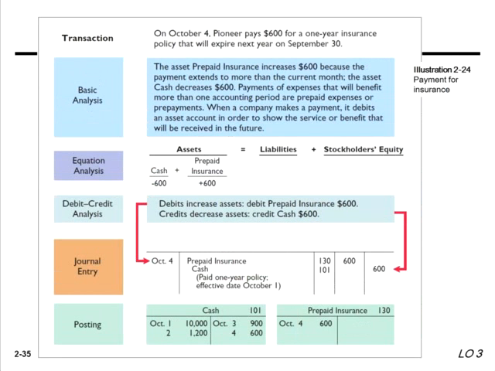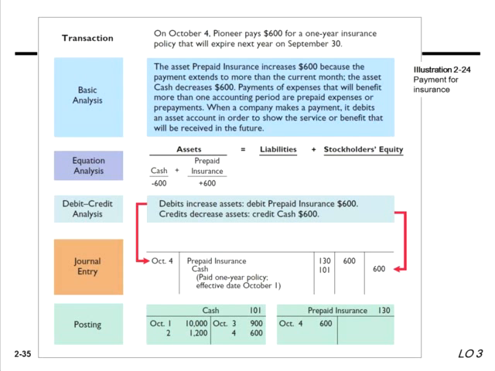On October 4th, Pioneer pays $600 for a one-year insurance policy that will expire next year on September 30th. This is what's happening here. Pioneer is purchasing the future benefit that they will get from the insurance coverage. So what we have here is an asset. And as you will notice in looking at the journal entry, the asset is called prepaid insurance.